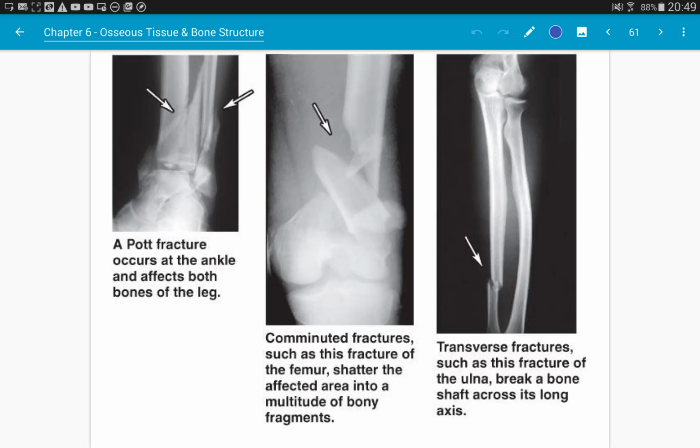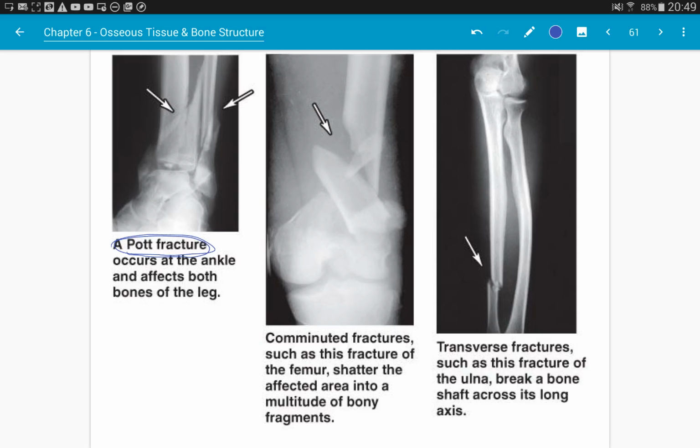Now we're going to go over different types of fractures. So first we're going to talk about Pott fracture. And by the way, you do need to know the different types of fractures. So if in a question I describe a certain type of fracture, you should know the name of it. Or if I give the name, you should be able to know what kind of fracture that is. And you'll see as we go through these examples.